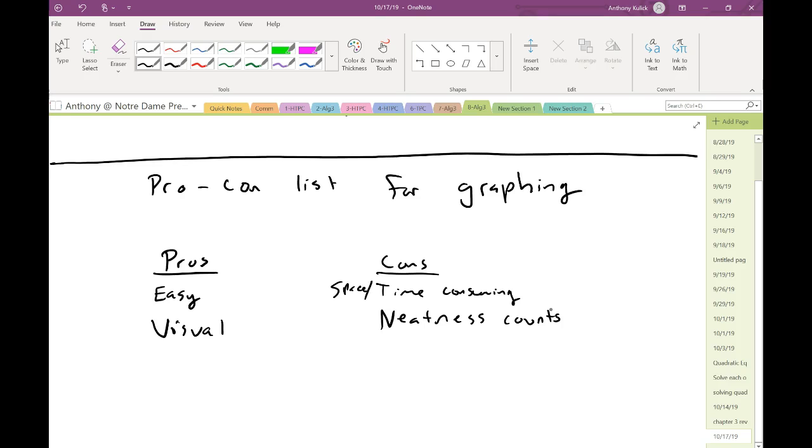Okay, so I would say that's probably under the neatness counts, right? If we don't draw a neat enough graph, it's going to be tough to get the correct answer out of it. But that's absolutely an issue if your line isn't straight, or if your graph isn't scaled well. That could be a problem, absolutely. But I think that kind of falls under the neatness counts category. You agree with that? Okay.